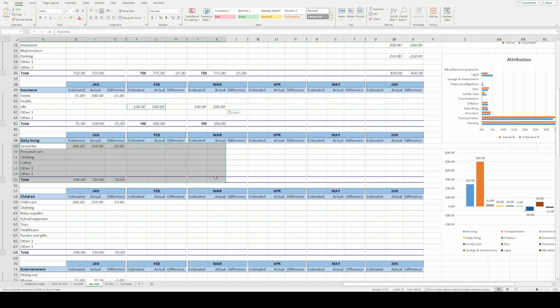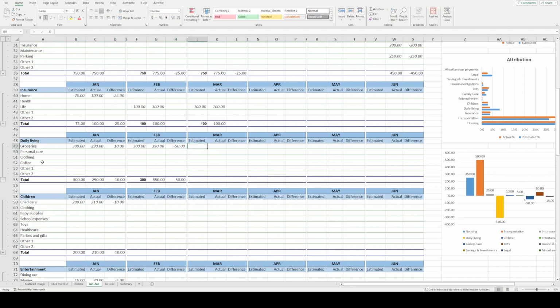Now, daily living is where we would put things that we spend on a daily basis. So here we have 300 euros for groceries. We actually just spent 290 this month. Here we have 300 estimated, but we had some guests, so we spent 350. And same, we have 300, and then we spent 400 because we were getting ready for something larger. So it's good to adjust your actual spend or estimated spending based on the actual that you have.